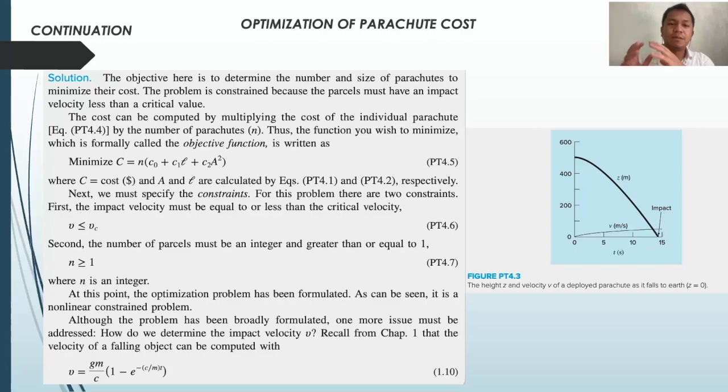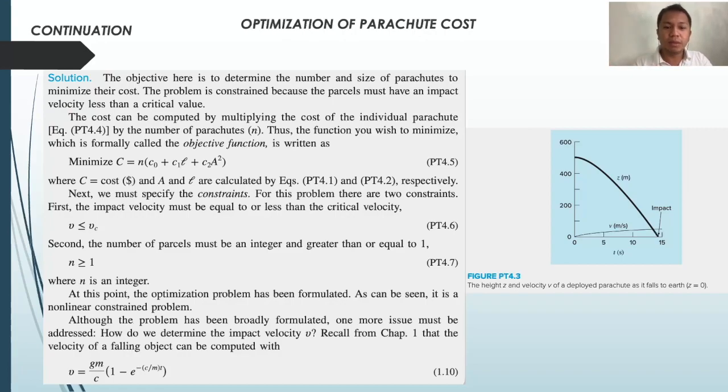So next, we must specify the constraints. For this problem, we have two constraints. The first is the impact velocity, which must be equal to or less than the critical velocity. And second is the number of parcels. It must be an integer and greater than or equal to 1. So at this point, the optimization problem has been formulated. As can be seen, it is a nonlinear constrained problem.